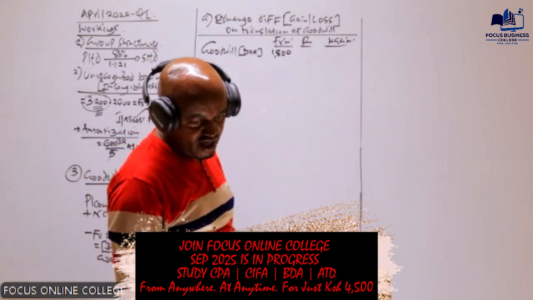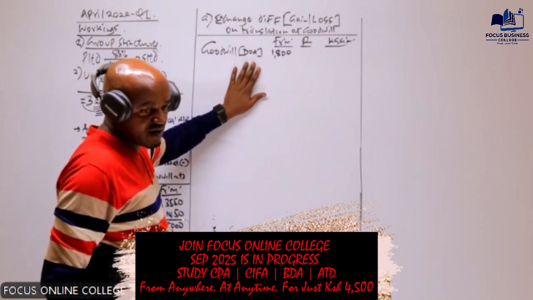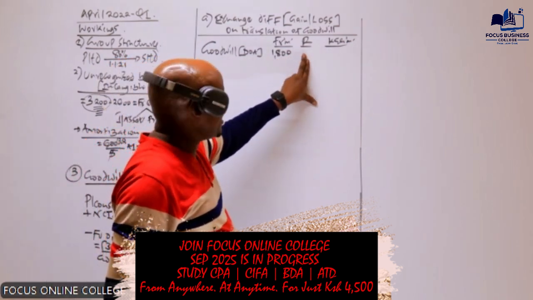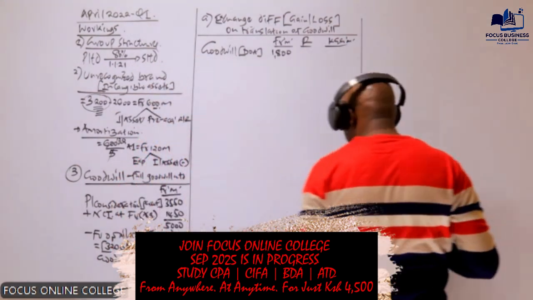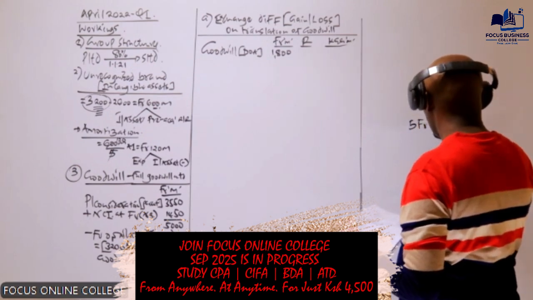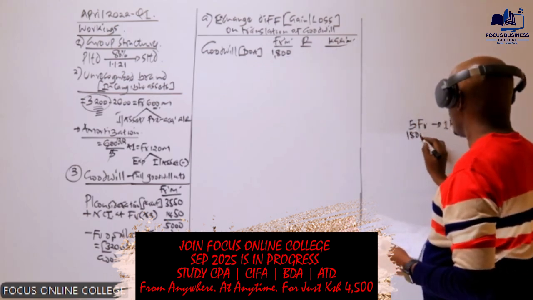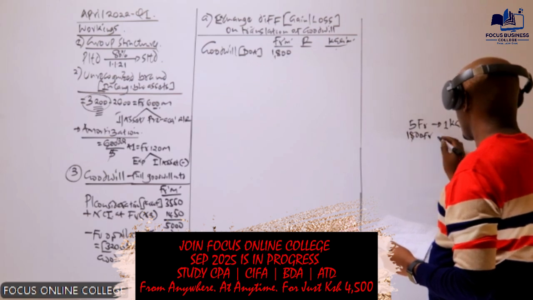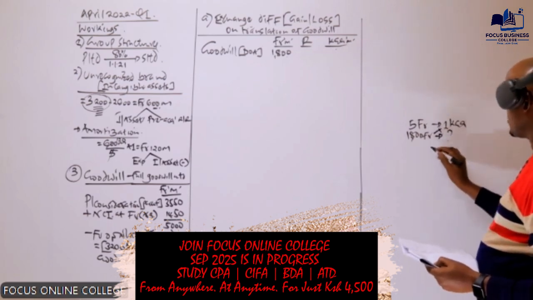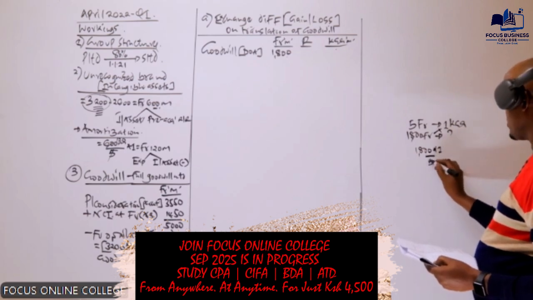So we translate this into Kenyan shillings using which exchange rate? Remember, this is the goodwill on the date of acquisition, 1st January 2021. So we translate this using the opening exchange rate. The opening exchange rate as per note number 5 is 5 franc, which is equal to 1 Kenyan shilling. This is 1,800 million franc, and we want to translate that into Kenyan shillings. So we need to cross multiply, then divide.